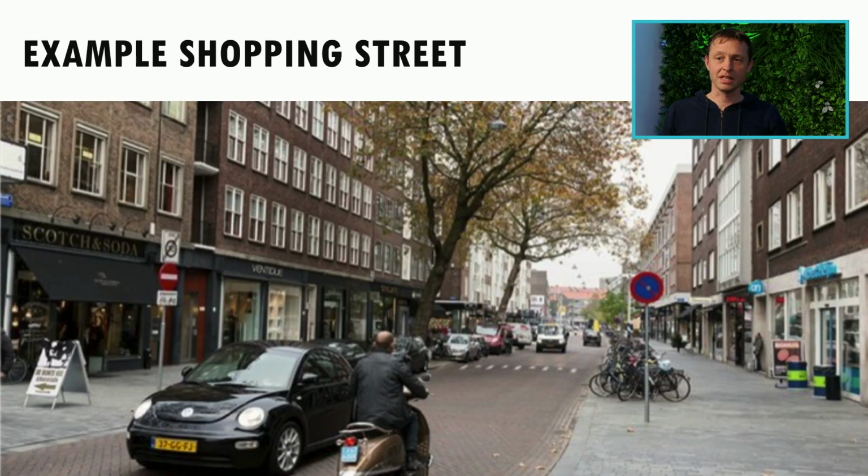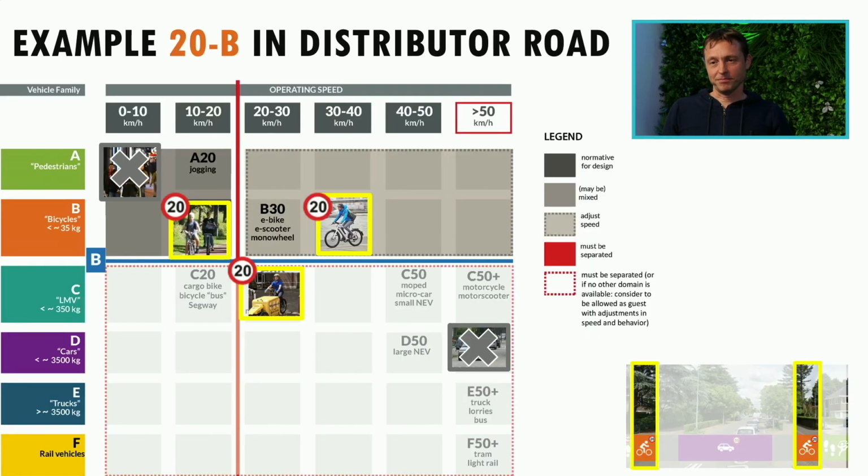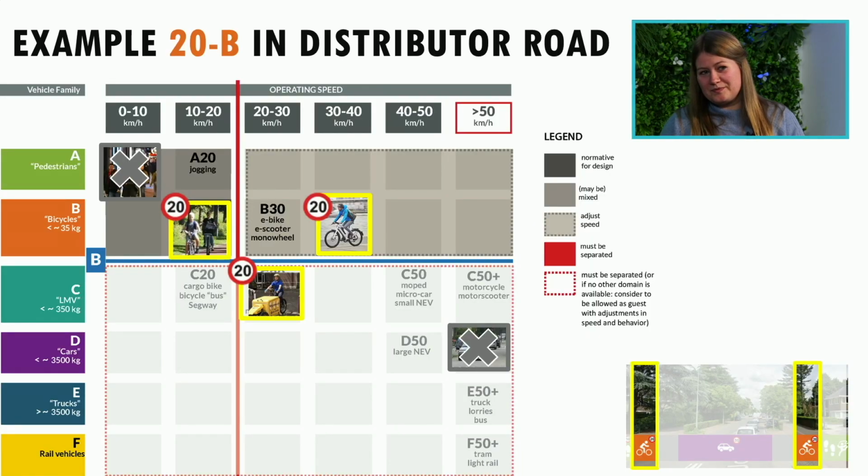We immediately go to the shopping street, but in this case, it is possible to have a separate domain for the cyclists in approximately the same space as the distributor road that had no cycle lanes, but it does mean that you have to give up one lane per direction. So that's also something to think about, I think.